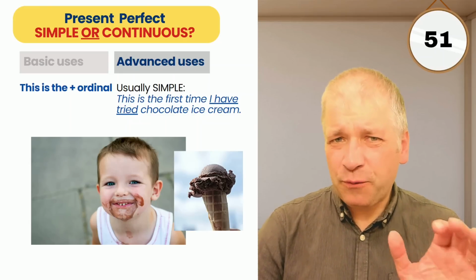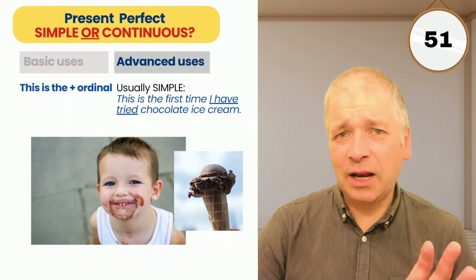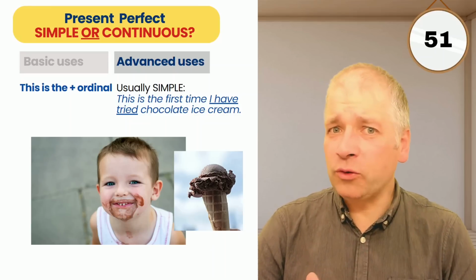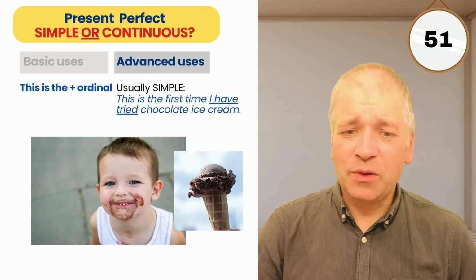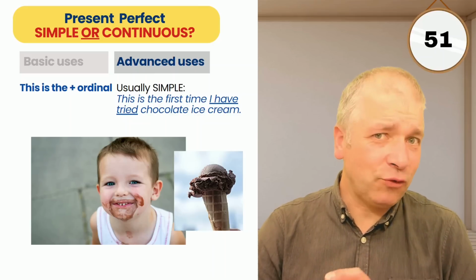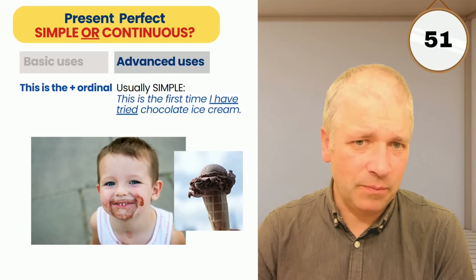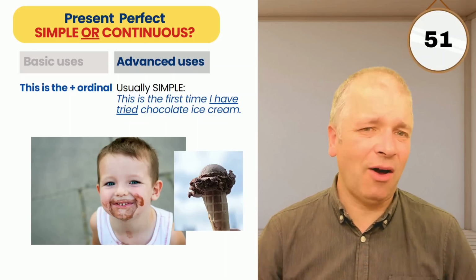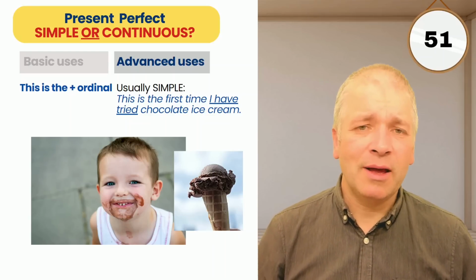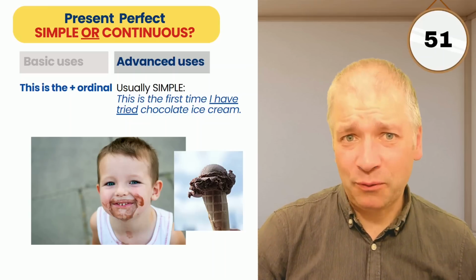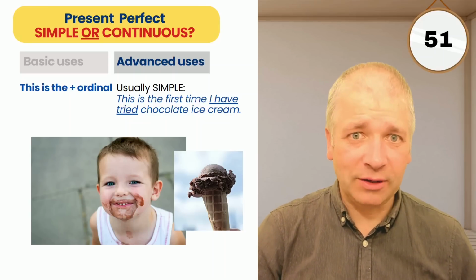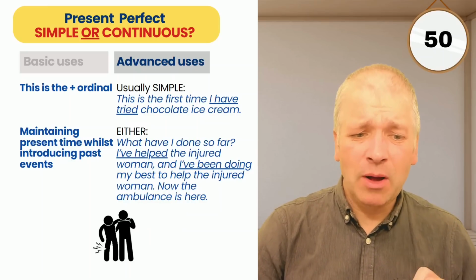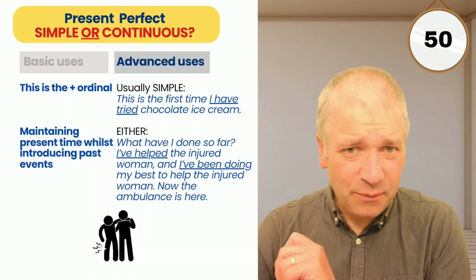Sometimes we have special phrases that have particular tenses that go with them. This is the, with an ordinal, is one of them. This is the first time I have tried chocolate ice cream. If we have this is the followed by a number and then a word like time or instance, then follow it with the simple form. I have tried.